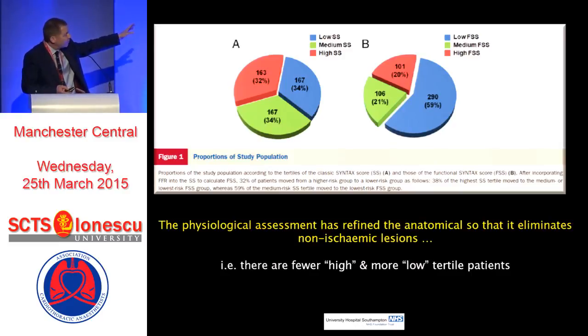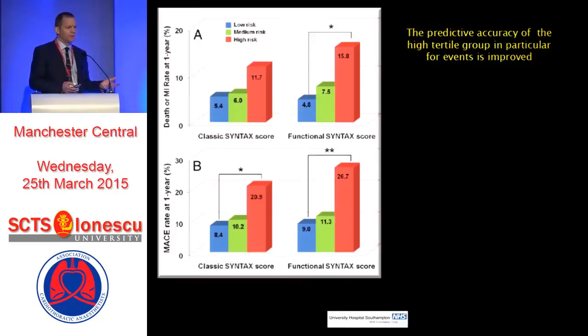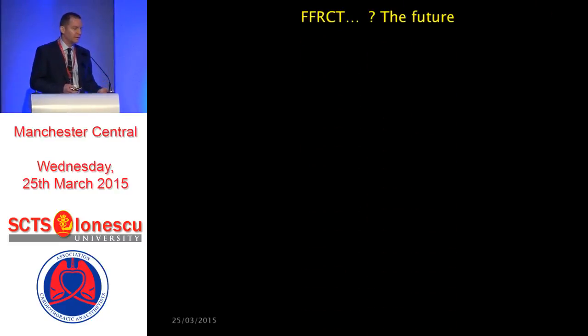And what you see is in blue, there are a much higher proportion in the low syntax group, and a much higher proportion in the medium syntax group, and a much smaller proportion in the high syntax group based on ischemia. And in fact, this led to a greater predictive accuracy of subsequent events using a functional syntax score than just the anatomy. So we should surely now be incorporating physiology.